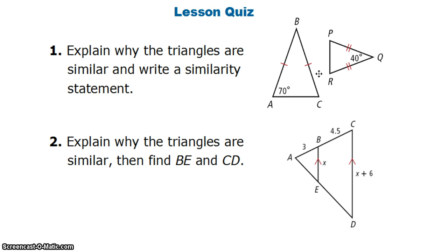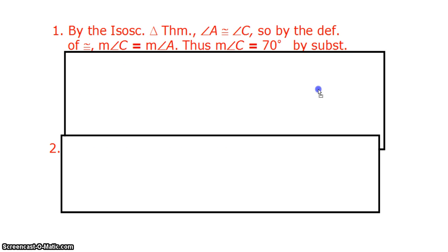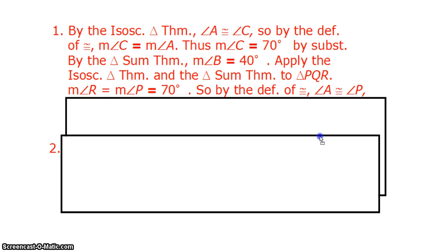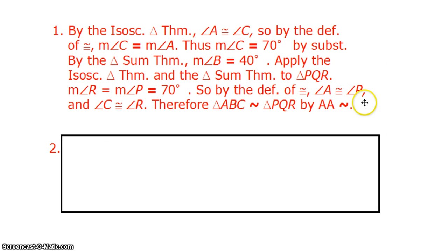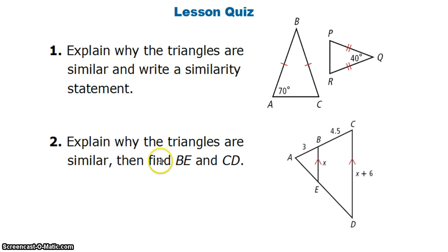So let's see what the key says. Of course, the key we can't trust, but anyway. No, you can trust the key. What do they say? AA. Okay, we trust them on this one. It's AA because we know the measures of these angles are the same. Okay, how about number 2?